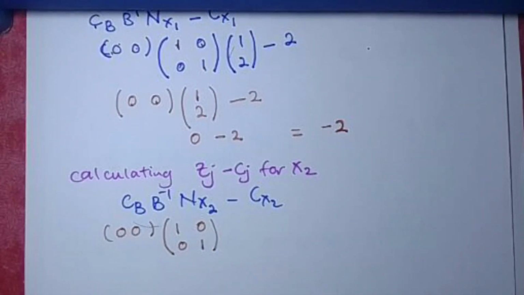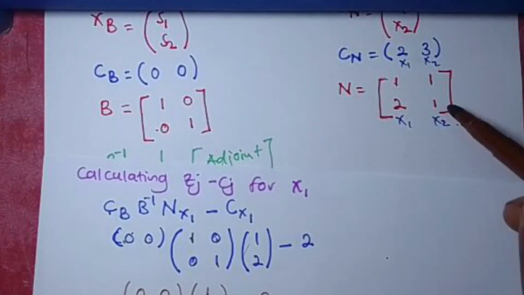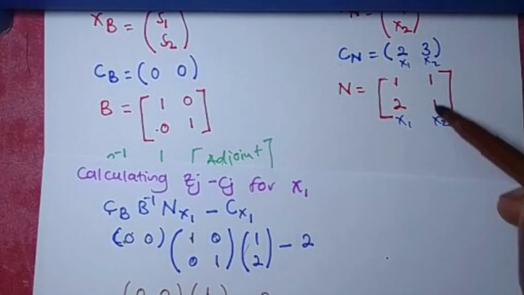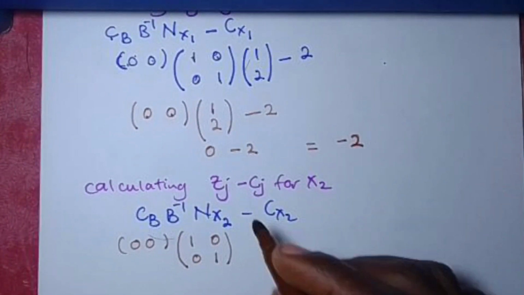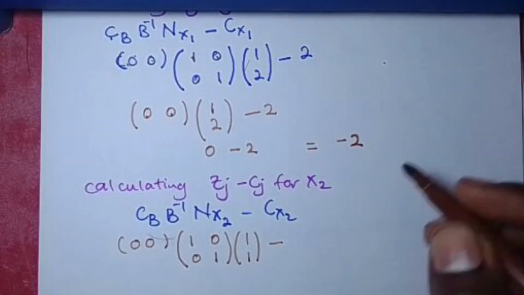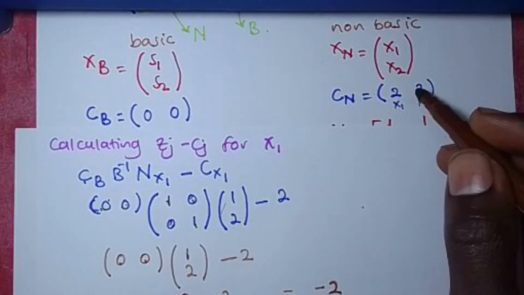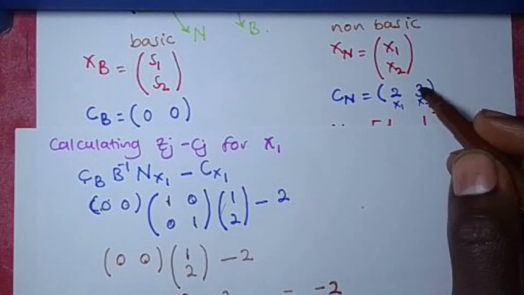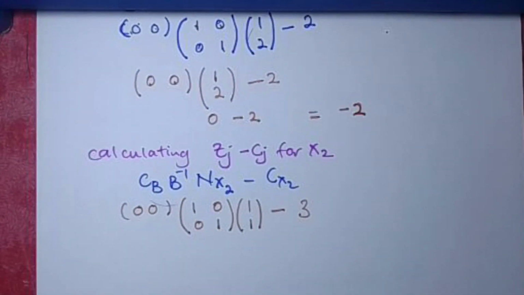Now when it comes to nx2, you come here to x2 in the n set and you pick the values you have, which is 1, 1. So you write them there in the same order as they are, 1, 1, minus cx2. Our cx2 is going to be the coefficient of x2, so it is a 3. So it will be minus 3. So from that we shall calculate.